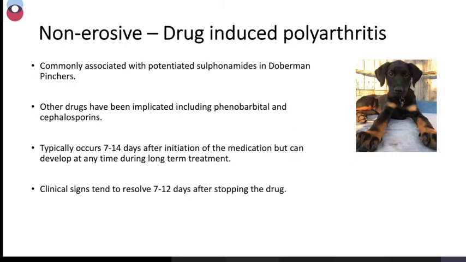So drug-induced polyarthritis is most commonly associated with potentiated sulfonamides and Dobermann Pinschers, but other drugs that we use in practice have also been implicated, so phenobarb and cephalosporins. And it usually occurs 7 to 14 days after a medication started, but it is important to know it can develop at any time during long-term treatment. So if an animal has been on a particular therapy for a long time and they develop polyarthritis, it doesn't necessarily exclude it from being a drug-induced one. And signs tend to resolve quite quickly after stopping the drug, so usually a week to 2 weeks.